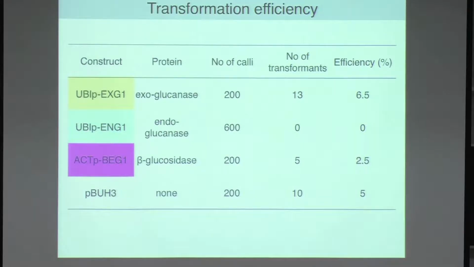But further analysis of the beta-glucosidase overexpressing plant showed no effect of the overexpression, including on the saccharification yields. So we focused our analysis on the EXG1 plants.